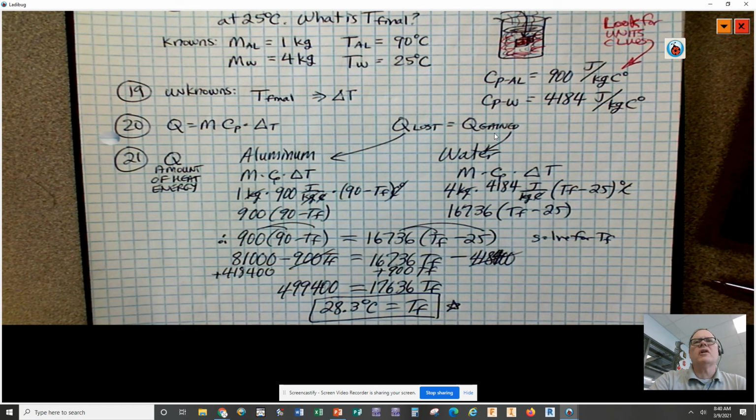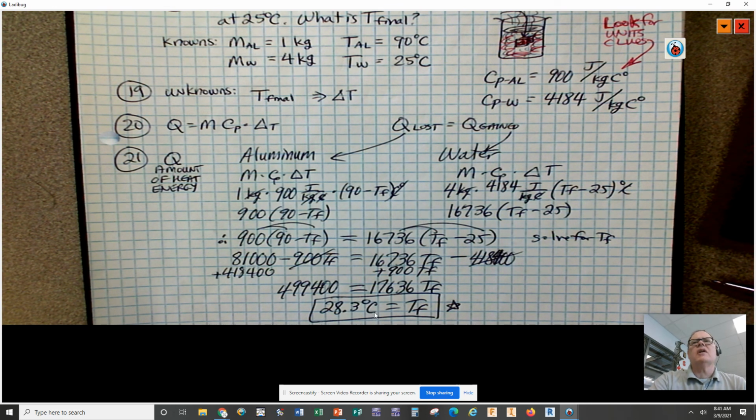Again, Q lost has to equal Q gained. That's the key. So you put the aluminum formula equal to the water formula, and then you start solving for TF. I'm going to add 418,400 to both sides, and I'm going to add 900 TF to both sides. So you end up with 499,400 equals 17,636 TF. This is multiplication here. Then if I divide both sides by 17,636, I get the final temperature is 28.3 degrees Celsius.